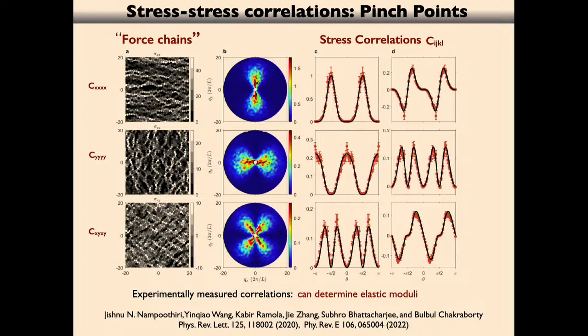What these experimentalists, Jie Zhang and Inchio, did was they colored the grains by the xx component of the stress. This is colored by the yy component, and this is colored by the xy component. So what we see as force chains is a property of the stress correlations, and the stress correlations are highly anisotropic. The longitudinal correlations are positive and extend, and they are power law. The transverse correlations are also power law, but they're negative. So this is what's basically going on in force chains.